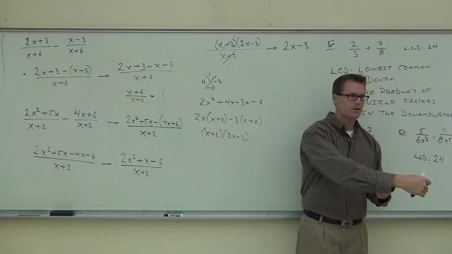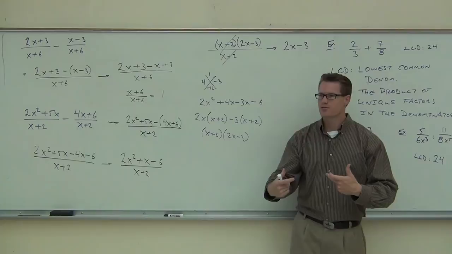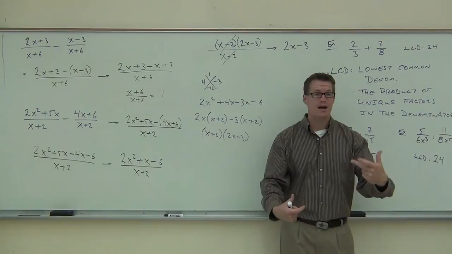It's not x to the eighth. You don't need to have both. You just need to have enough to cover both denominators. Does that make sense to you? Yeah, have enough to cover both. 5 does it. 8's too much. 5 does it. X to the fifth would do it. You with me on this?